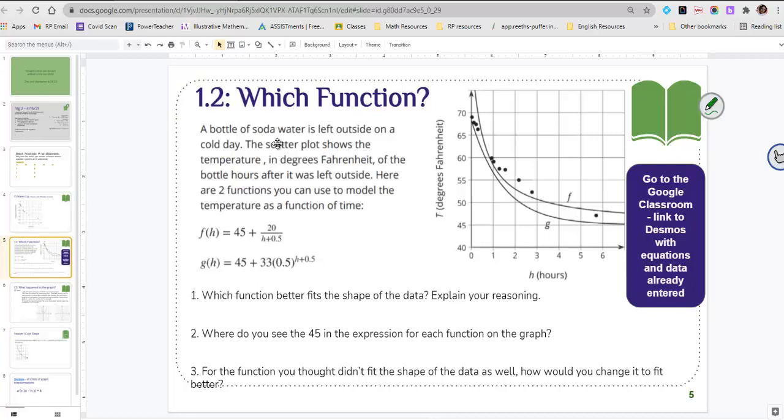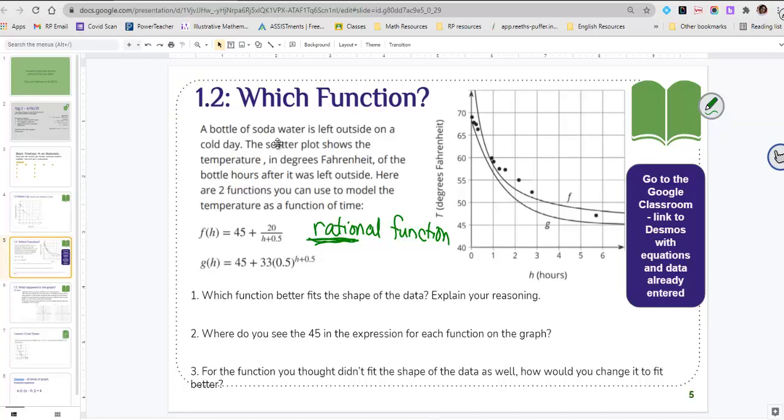Let's put names to what these are because we've seen these in our past. Our first one, our f of h, is a rational function. I know it's rational because it's got a ratio in it. It has a fraction. When we looked at these previously, we were using rational functions to set horizontal and vertical asymptotes.